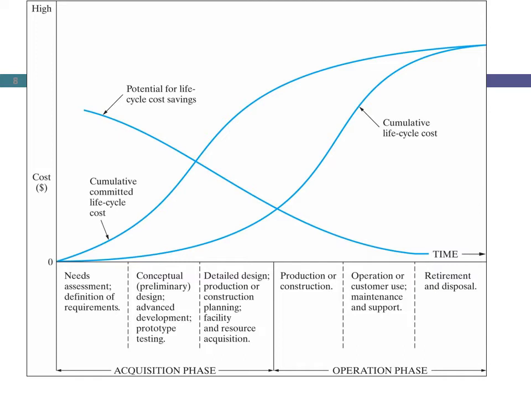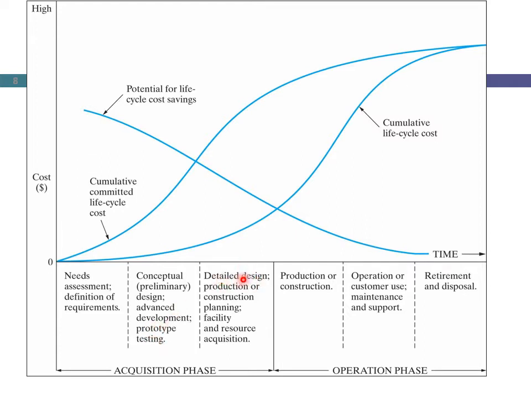This graph shows some costs and potential cost savings during the lifetime of the products. So this horizontal axis shows the time, actually the lifetime, and we can simply divide it into two phases, the acquisition phase and the operation phase. In the acquisition phase, you start with developing the product, designing the product. You start with assessing the needs, define the requirements, and then you perform a conceptual design of the product. You make some advanced development and you test the prototype of the product.